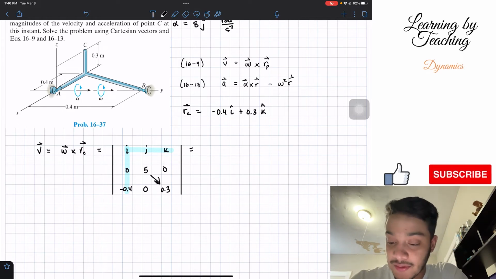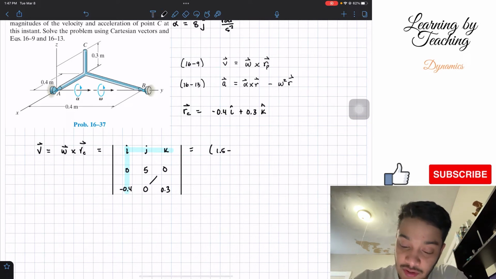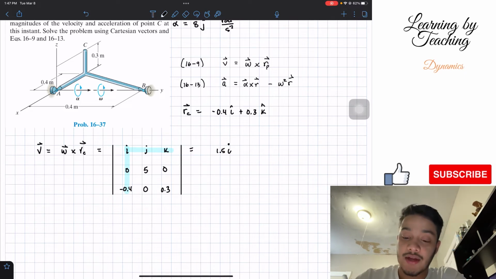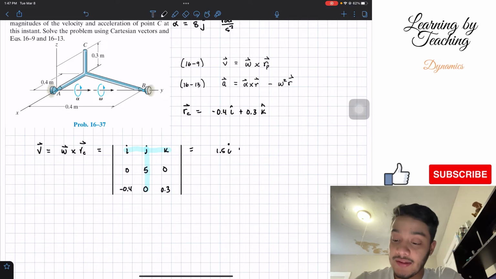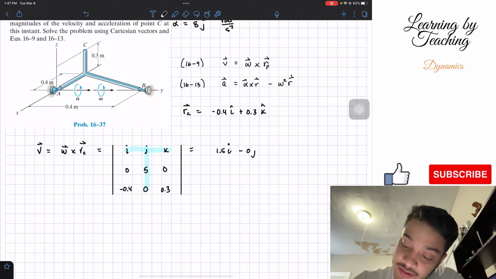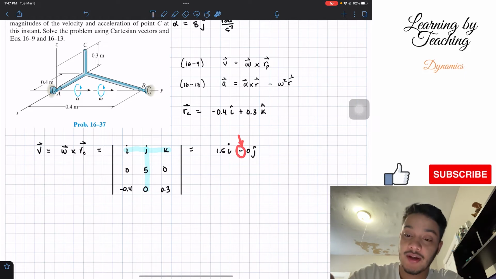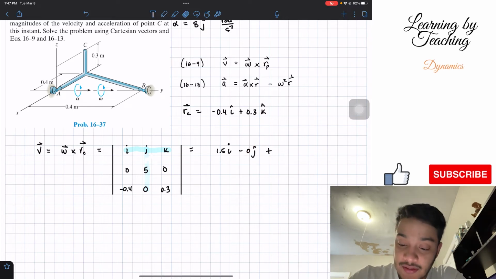So we cross multiply. 5 times 0.3 should give me a total of 1.5, minus the multiplication of 0 times 0, which gives me 0, so 1.5 minus 0 is 1.5, and this will be in the i direction. We're going to do the same thing for the j direction: we multiply 0 times 0.3, which gives me 0, and negative 0.4 times 0 gives me 0, so we get negative 0 in the j direction. I put a negative because that's how we are supposed to solve the equation. So first it goes as a negative, then we have a plus, but it doesn't matter at the end, this is zero. And then we have the k direction. For the k direction, we block this column and this row.